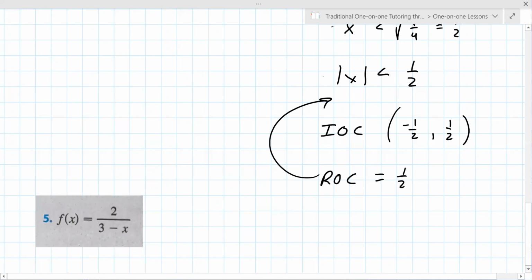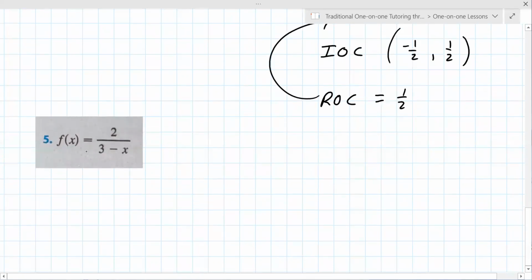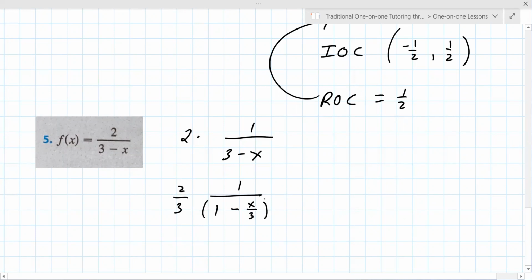Okay, so this one is more problematic. It's 2 times 1/(3 minus x). A lot of times students ask, what do I do here? Well, you actually have to factor out the 3 on the bottom. So it's 1/(1 minus x/3). That part in front is easy, but now x goes to x/3.